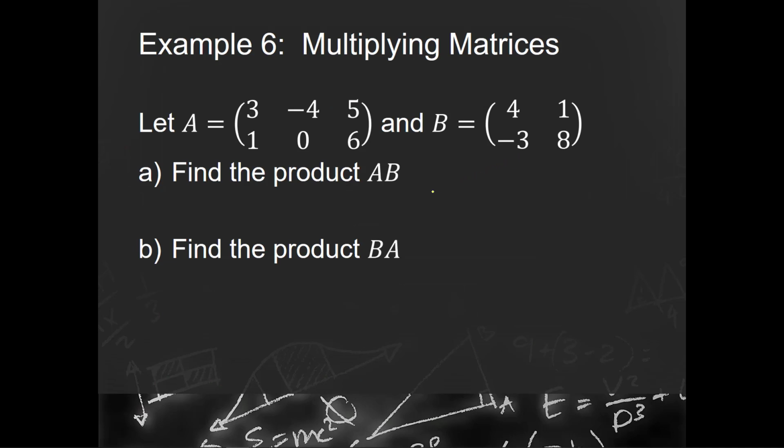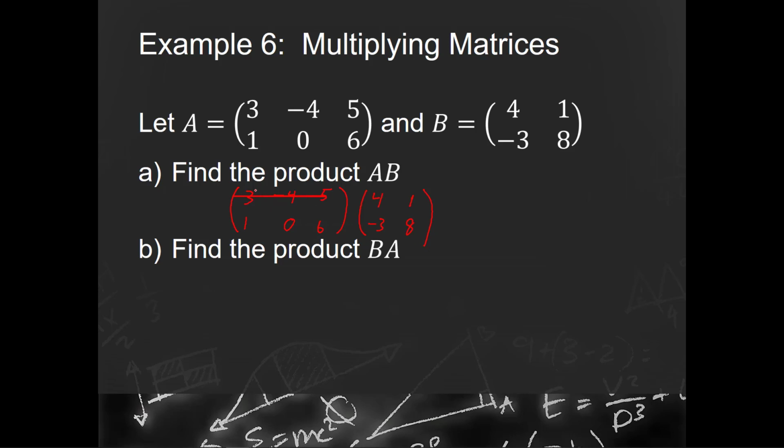Okay, and let's actually illustrate this with two examples. So in this example, we want to multiply two matrices. Here we have A, which is a 2 by 3 matrix, and B is a square matrix, which actually makes life a little easier for us. So here we want to multiply 3, 1, negative 4, 0, 5, and 6, which is a 2 by 3 matrix, by 4, 1, negative 3, 8.